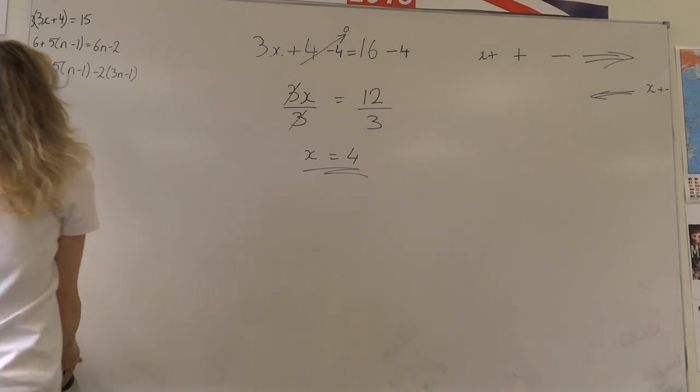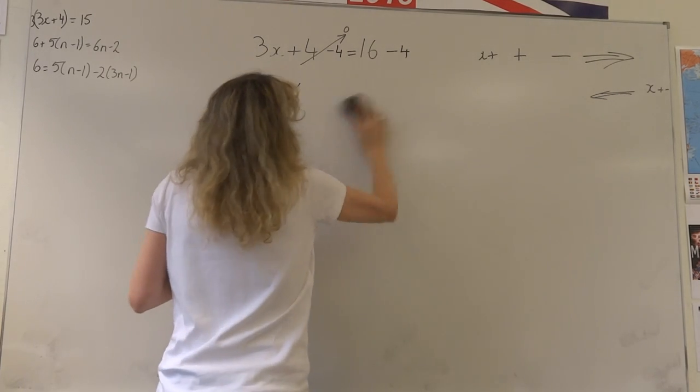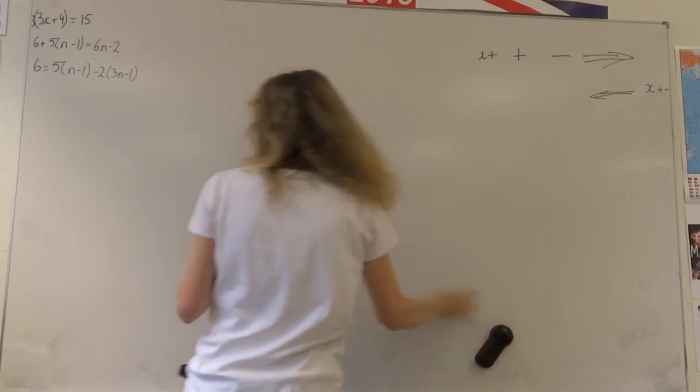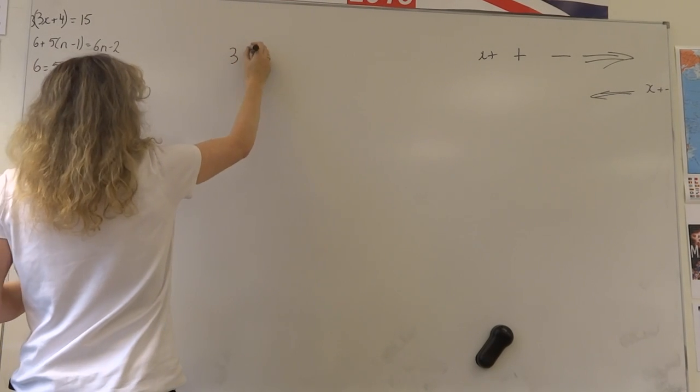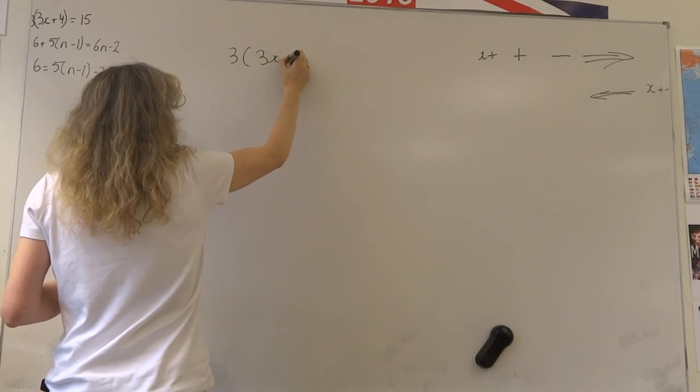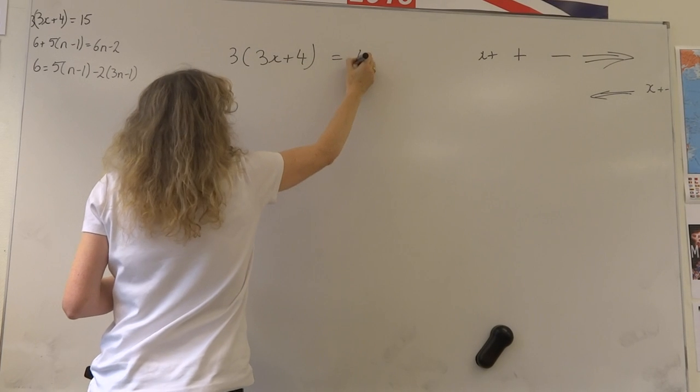Let's look at a few more and see what we would do with these ones then. We have 3x plus 4 equals 15.